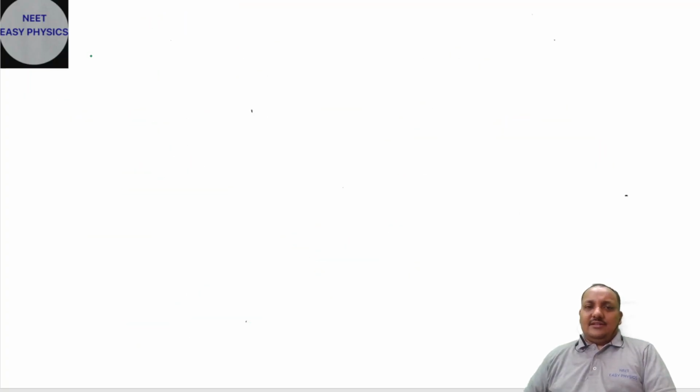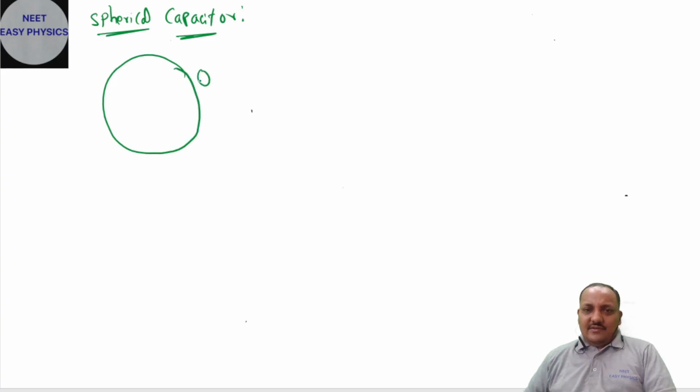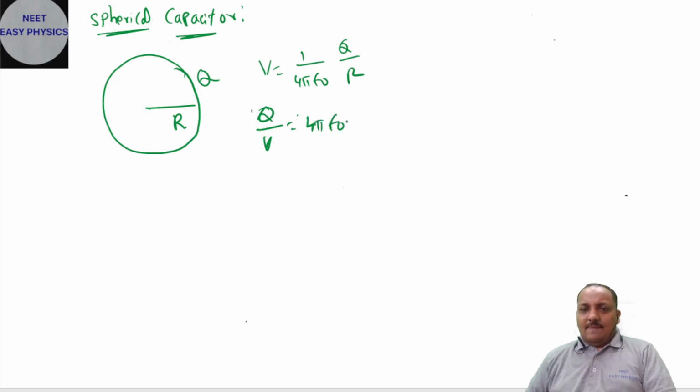Okay. Next, after this, we will discuss the spherical capacitor. What is the potential of this? If you are given Q and capital R radius, V is equal to 1 by 4 pi epsilon naught, KQ by R. Now from this, Q by V is equal to 4 pi epsilon naught R. What is Q by V? This is only capacitance. C is equal to 4 pi epsilon naught r.